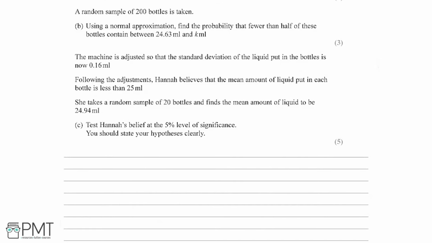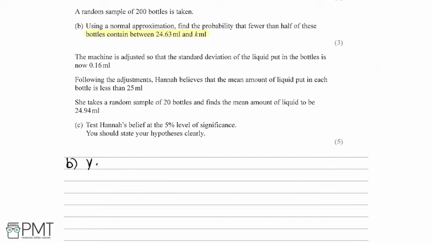So moving on to part B, a random sample of 200 bottles is taken. And part B says we need to use a normal approximation to find the probability that fewer than half of these bottles contain between 24.63 millilitres and K millilitres, and this is for 3 marks. So now firstly we're going to think of this as our binomial distribution. We're looking at whether bottles contain between 24.63 millilitres and K millilitres. So a bottle is either going to satisfy that, so going to be between these values, or not. So there are 2 possible outcomes.